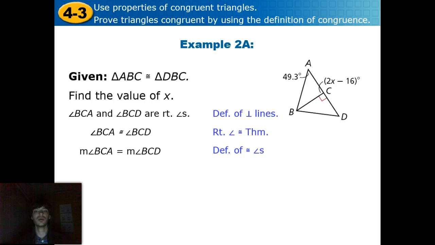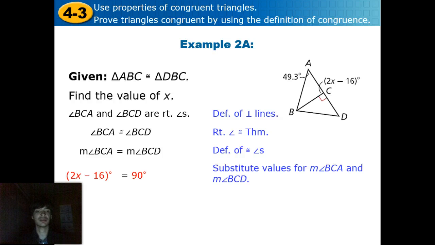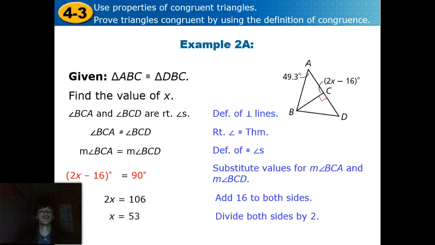And then since we know that BCD is 90 degrees, we can just substitute its value out, and we can substitute the measure of BCA for 2x minus 16. And then we add 16 to both sides, addition property of equality, and then divide by 2 to both sides to get 53. Okay, not too bad. The sub will pause it here if you need time to copy that down.